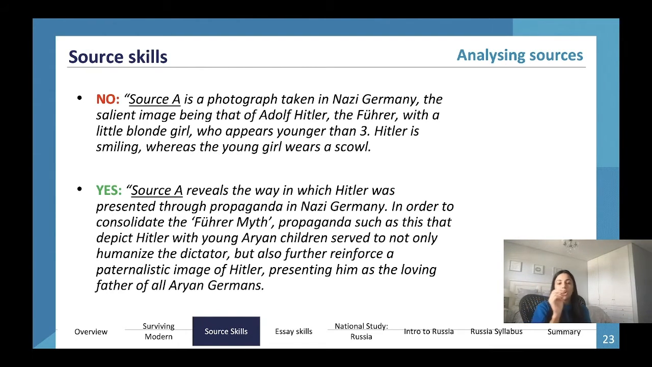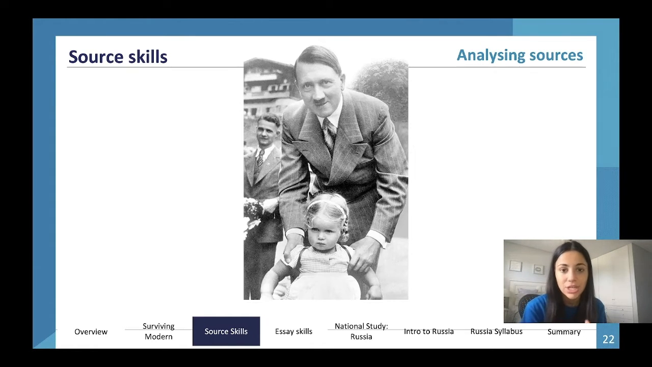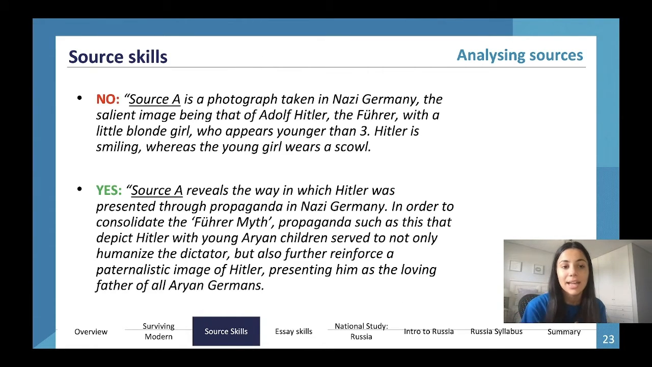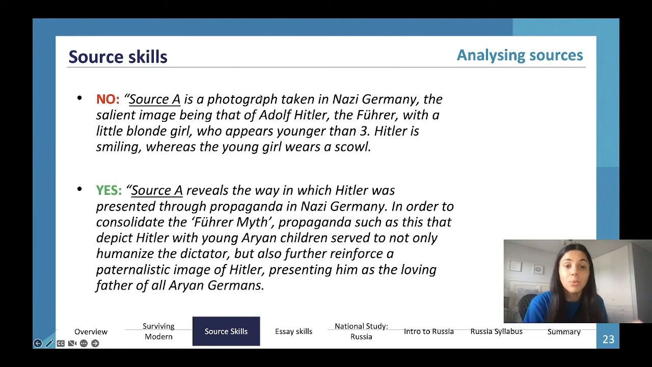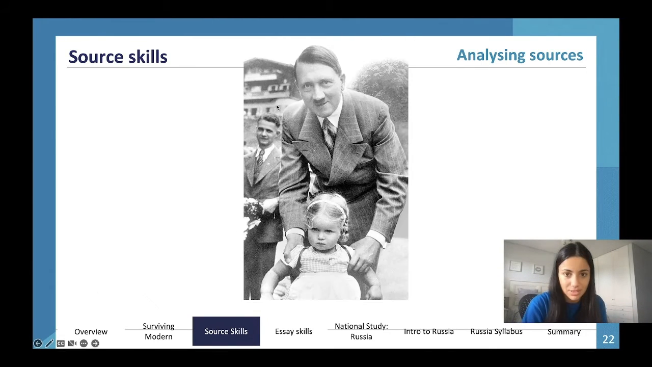See how they've only taken Hitler being the Führer and the blonde girl. They've just taken the actual features of the image and then analyzed them. That's the difference between analyzing and describing. And I think that's so important in the task words as well. Because if it was a describe, like, describe what this source shows, which let me just tell you now, you are never going to be asked to describe this source. Because if it was just describe this source, you're just going to describe what's there.